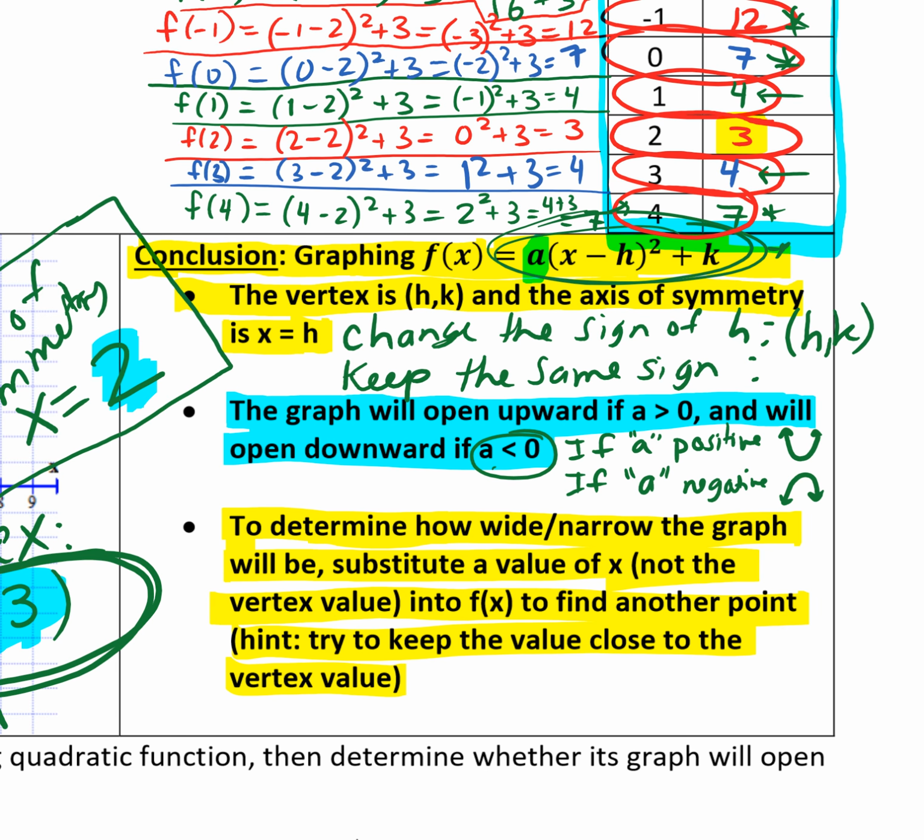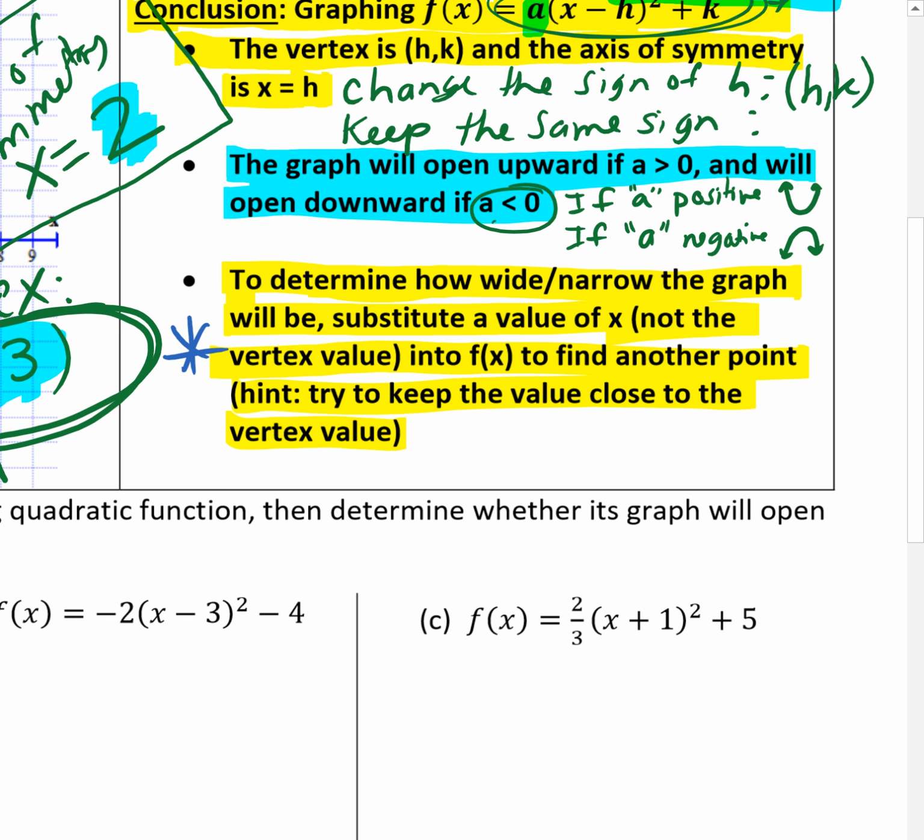But the easiest way to do it, and the way the homework wants you to do it, is, like it says in this third bullet point here, to determine how wide or how narrow the graph will be, you just substitute any value of x you want, but of course not the vertex value, because you already know that point's on the graph. You want a separate point, and you'll find another point. But what I'd say is you want to keep the value that you choose to plug in somewhat close to the vertex.